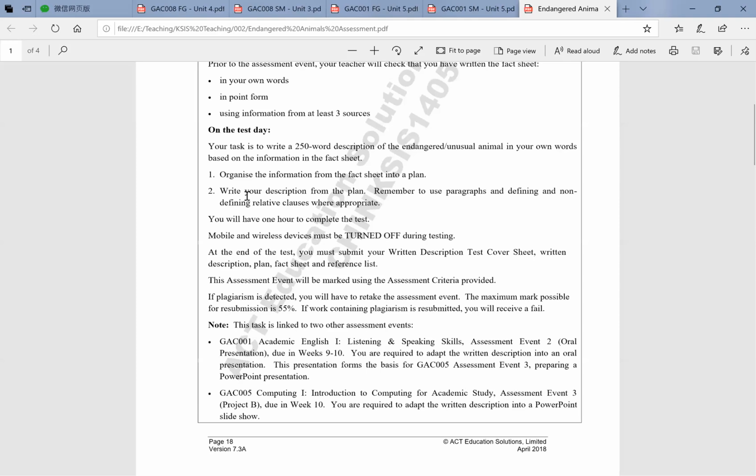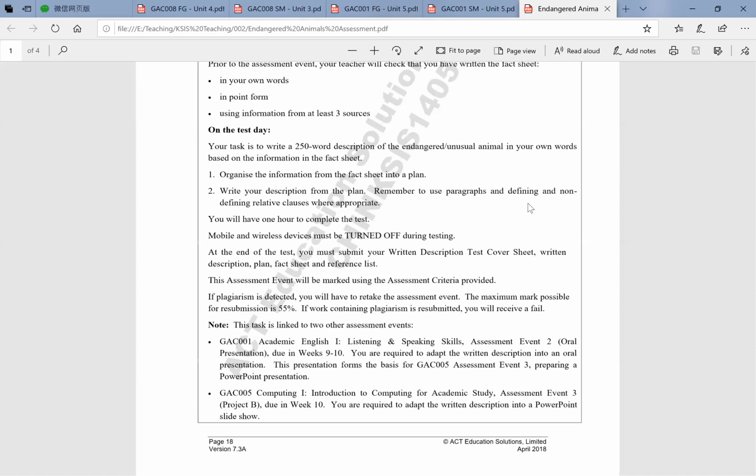Number two, you are going to write your description from the plan. So using your plan, you're going to write your description. Remember to use paragraphs and defining and non-defining relative clauses where appropriate. Again, I'd expect an introduction, maybe paragraph 1, paragraph 2, and then finally a conclusion. As I said, it must be a minimum of 250 words for you to be successful. Those 250 words do not include the reference sheet.